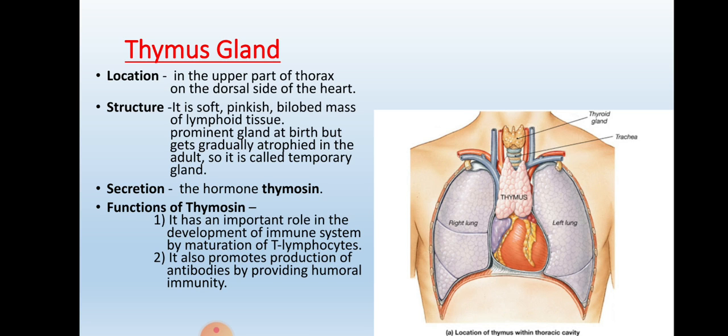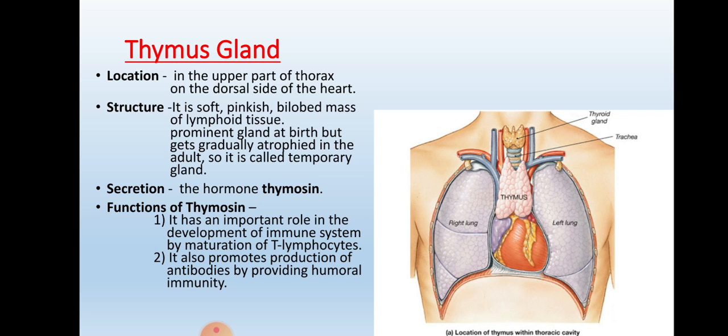What are the functions of thymosin? It has an important role in the development of the immune system. That is why it is a well developed gland in children or at the time of birth, but gradually it shows atrophy. It shows maturation of T lymphocytes. When we studied blood cells, there are white blood cells, lymphocytes. There are two types: B lymphocytes and T lymphocytes. B lymphocytes mature in bone marrow. T lymphocytes mature in the thymus.